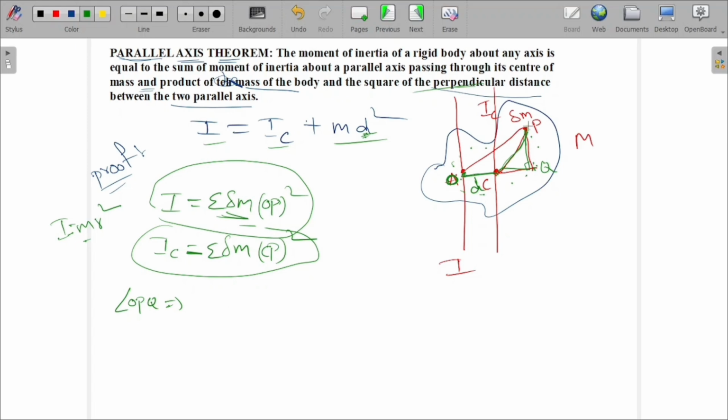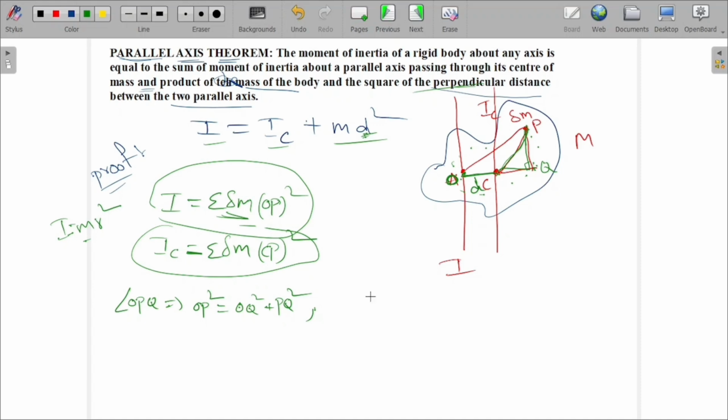Hypotenuse square equals side square plus side square. What is the hypotenuse square? OP square equals this side. What is this side? OQ. OQ square plus PQ square. From this, and next, here there is one more triangle.